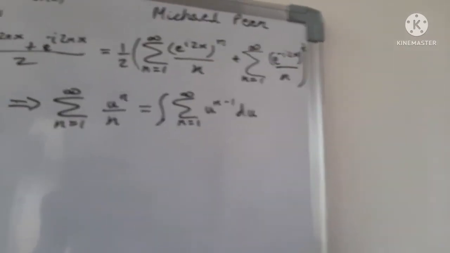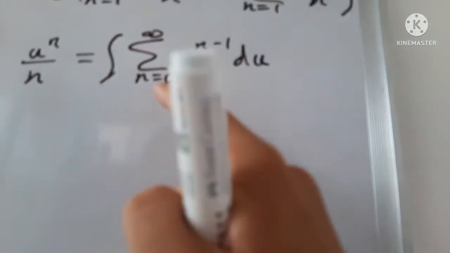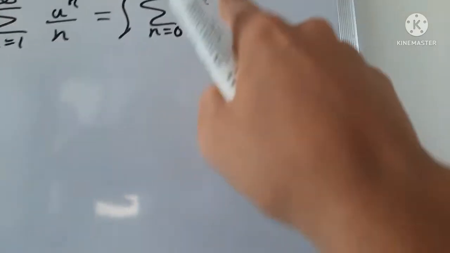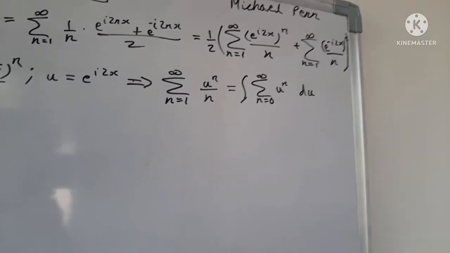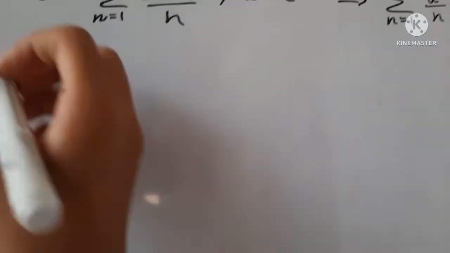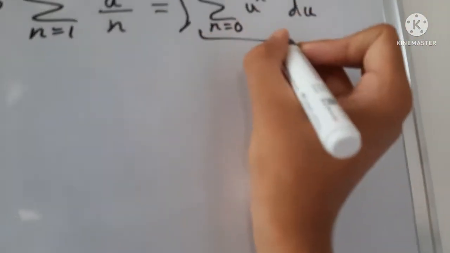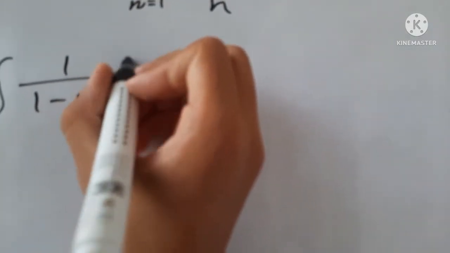So now we're just going to change the indexing. There's going to be n equals 0, so this becomes u to the n. Now this is a geometric series. Sorry, pardon. So this is just a simple geometric series, so you can evaluate this part. It's pretty easy. I think it's 1 upon 1 minus u, and du.